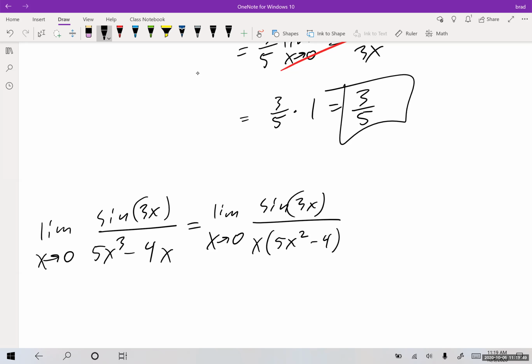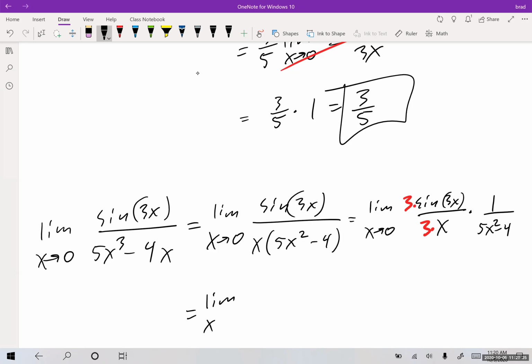Now notice I could rewrite this as the limit as x approaches 0 of sine 3x over x times 1 over 5x squared minus 4. That is legal to do because if I were to multiply these two back together, I would get this and it would be fine. But this means that I can now put a 3 here to match that and then put a 3 here, just like last time. Again, it's coincidental that they both have 3x.